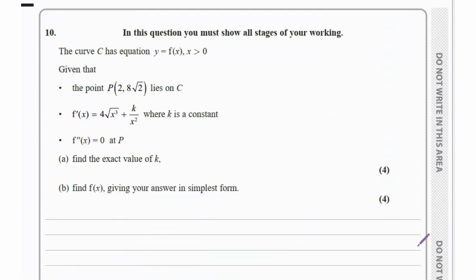So to find the exact value of k, I'm going to differentiate the first derivative again, put that equal to 0, plug in x equals 2, and that will help us in finding the value of k. So let's start with this. The first derivative is 4 root of x cubed plus k over x squared. I'm going to rewrite this to make it easier for us to differentiate. The root of x cubed is the same as x to the power of 3 over 2, and bring the x squared into the numerator, it becomes x to the power of -2.